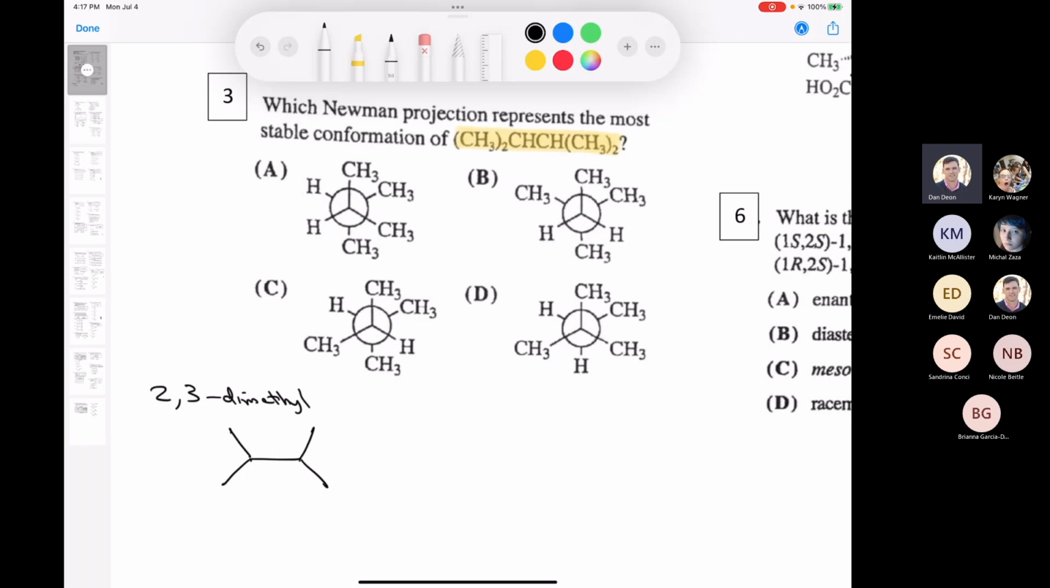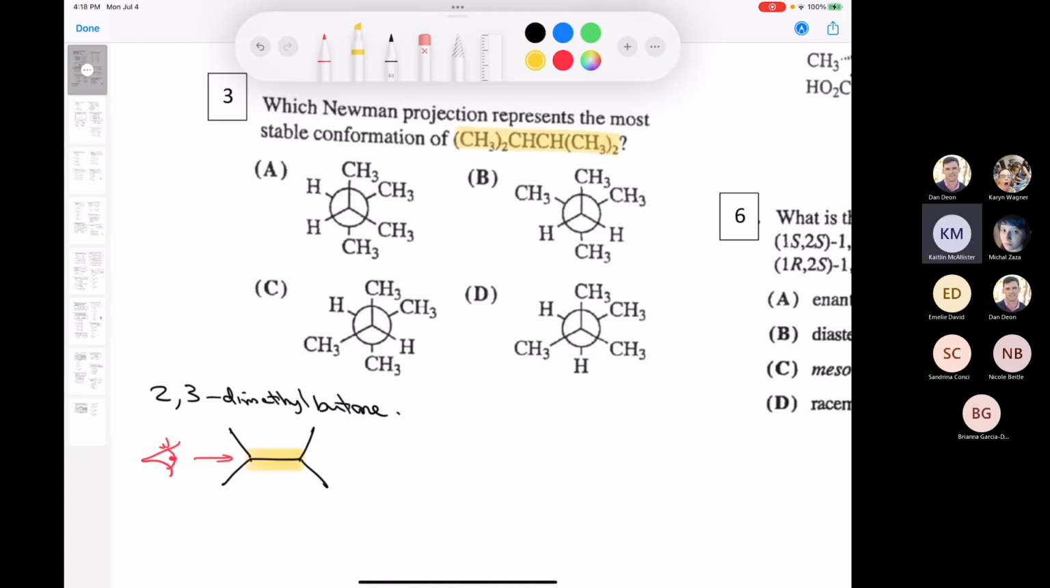2,3-dimethylbutane. And what you're doing is you're looking down one end of this bond, going from here to here. That's all it is. So you're looking for the most stable Newman, or the most stable conformation, represented by a Newman projection here. First question, let's try a little process of elimination. Are there any of these Newman projections, and I'll give you a clue, there's a couple of them that are just like, no, that's impossible.